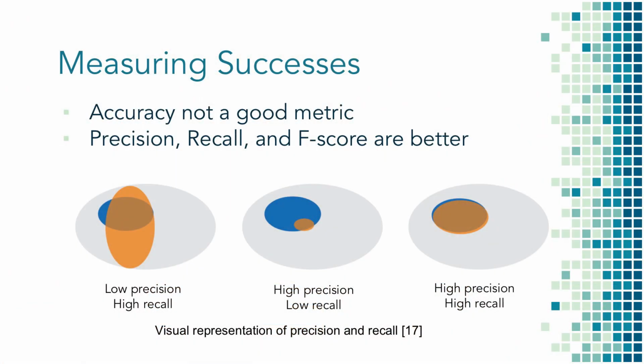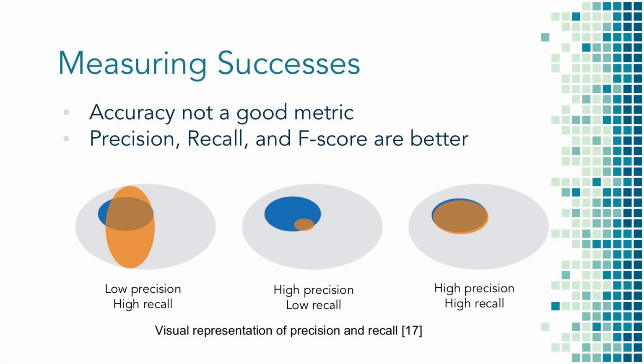So when measuring success, we first turn to accuracy, but we found that accuracy is not a very good way to measure our success. For example, when we had the 98 to 2% ratio, we found that the algorithms were predicting all non-fraudulent transactions, but this still gave a 98% accuracy. So we turned to precision, recall, and F-score.